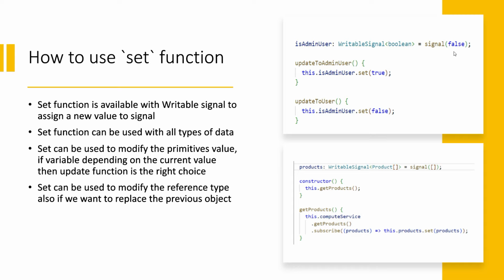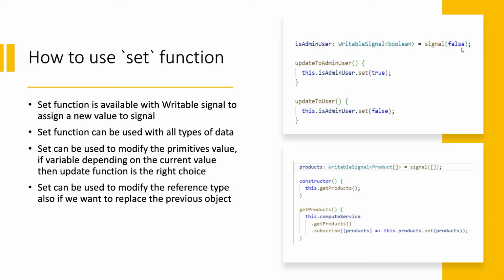But if it is an object or array type, then we need to decide whether we want to replace the complete object or just update a few parts of the object. For that we have the update or mutate function, we will discuss in the next slide. The set function can be used with all types of data, primitive and reference data types. Set can be used to modify the primitive value.